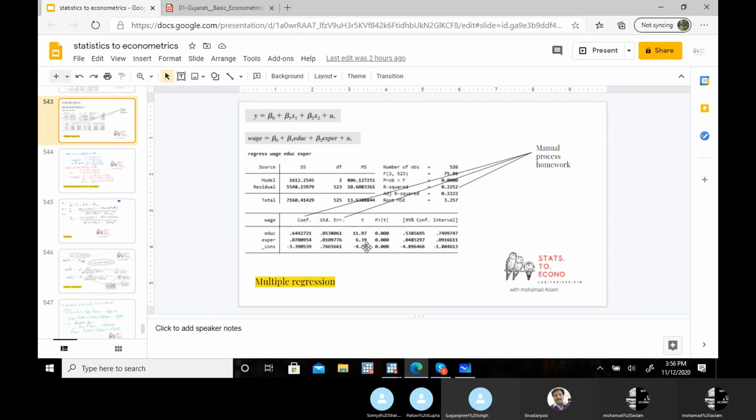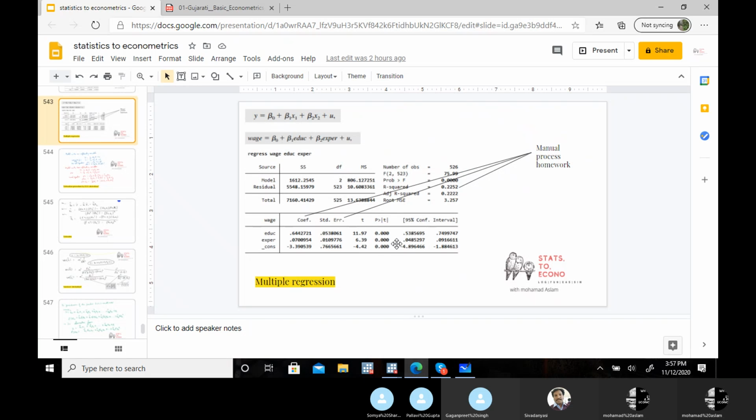Then individual significance, how do you check individual significance? Let me go with this p-value approach. Let's suppose our level of significance is 5%. So the p-value is less than the level of significance, so we reject the null hypothesis, and it means that the coefficient of education, that is 0.64, is statistically significant. It means education significantly impacts wages, or education significantly explains changes in the wages.